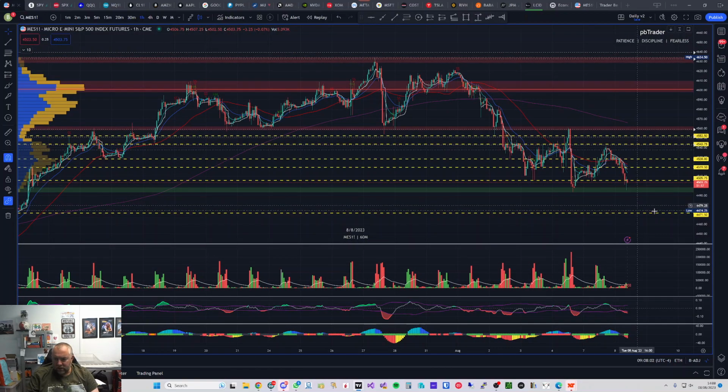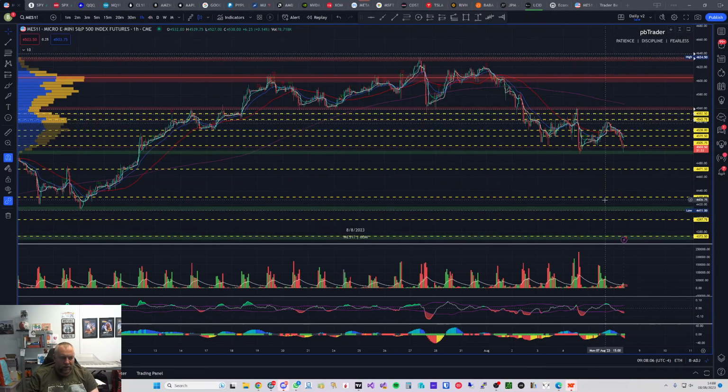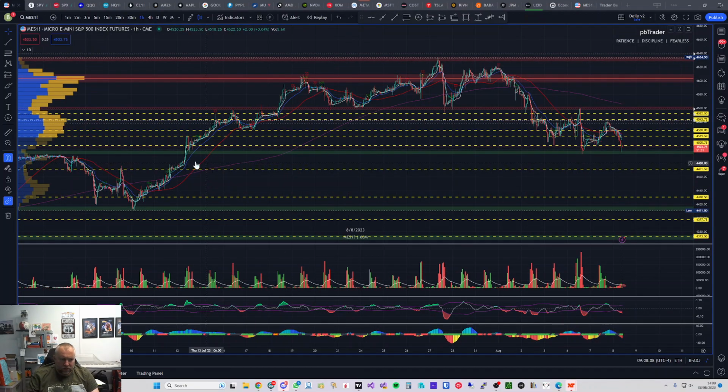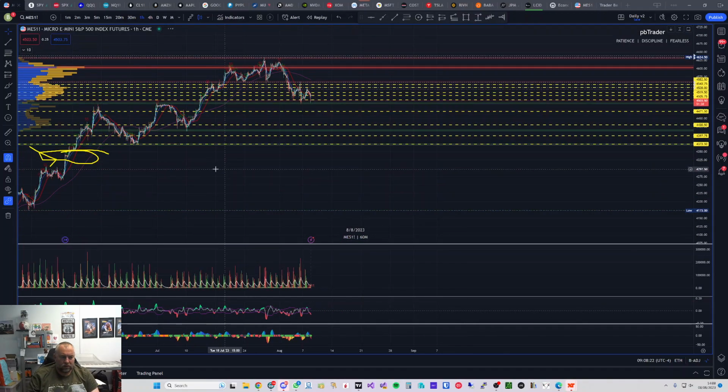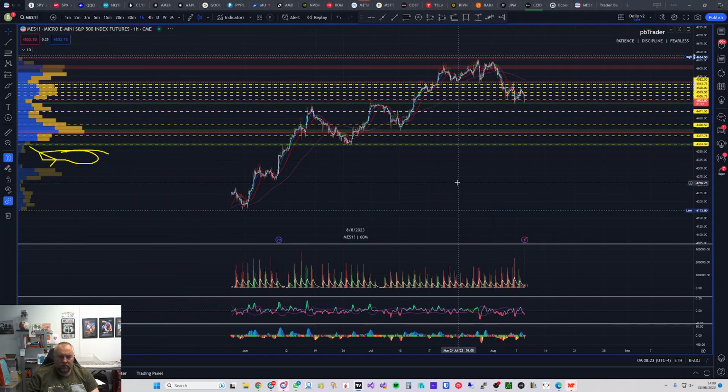So break and retest of 45.00. We are targeting, in fact, if we get through, there's not much below. We've got this area over here and not much volume, but let's just go see the bigger picture.